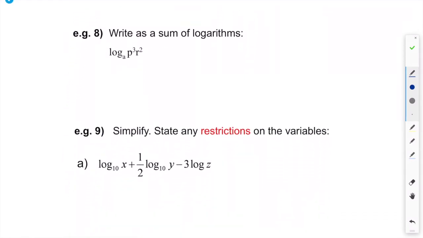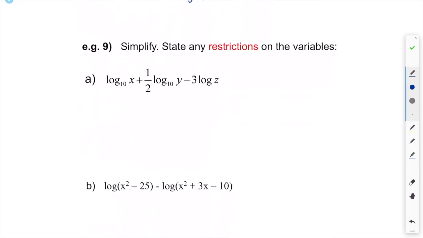Now, write as a sum of logs. So this is just basically reversing what you did in 7a. I have log base a of p cubed plus log base a of r squared. If I want these to be single logs with no powers whatsoever, I can further rewrite this expression by bringing the exponents to the front. So 3 log base a of p plus 2 log base a of r. And lastly, we can simplify and state restrictions on these variables. So restrictions, we'll talk about that by the end of all the simplification.